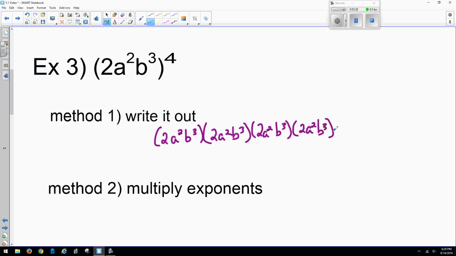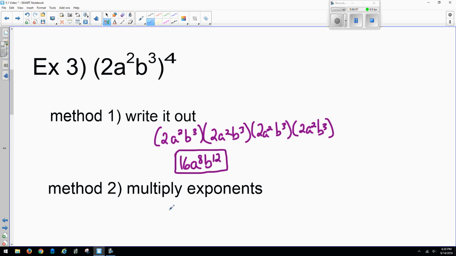All right. And then from here, I'm going to go ahead and use the addition method that we just talked about. So I'm going to start with the coefficients and multiply 2 times 2 times 2 times 2, which will give me 16. And then I'm going to go ahead and add all the exponents because I'm just multiplying right here. So this would be 2 plus 2 plus 2 plus 2. So that would be a to the 8th power. And b to the 3 plus 3 plus 3 plus 3, 12th power. So that's what that would be equal to.